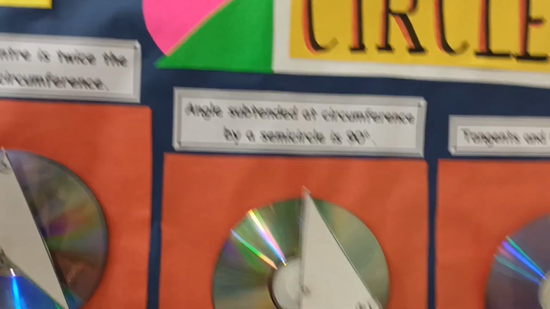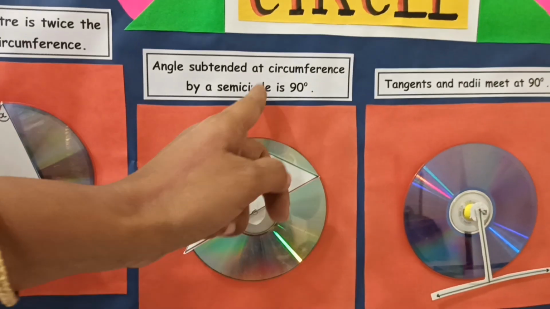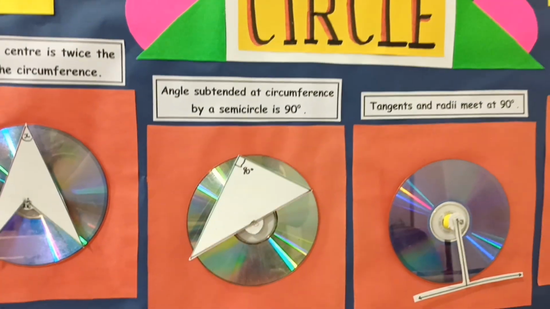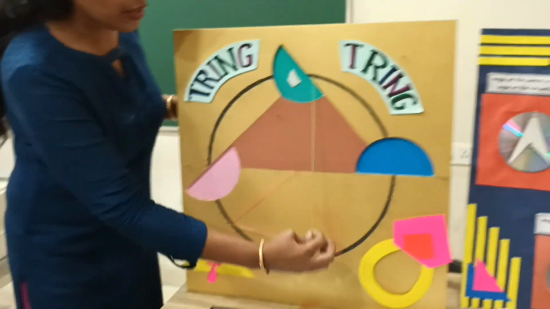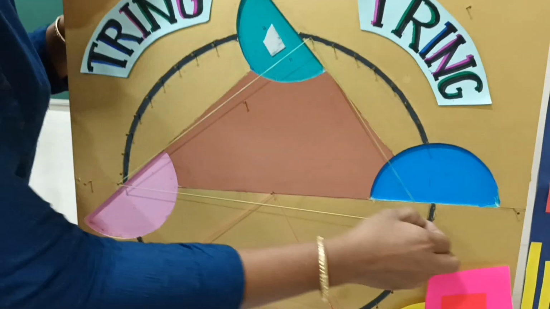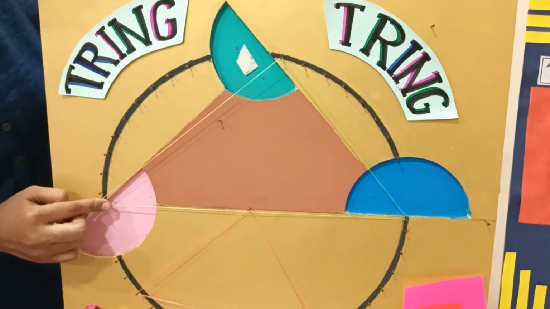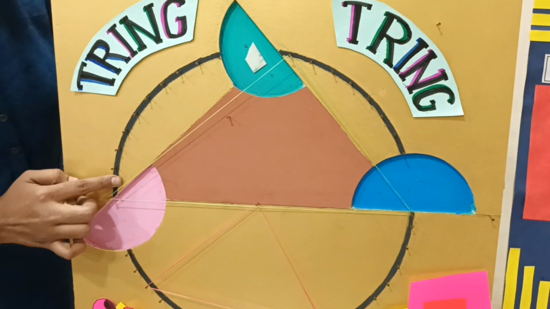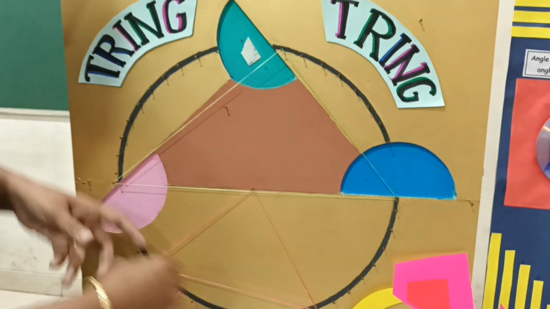The second concept which we can teach our children is that angle subtended at the circumference by a semicircle is always 90 degree. So for that, we can use the rubber band and make an angle at the center by joining the diameters. And then we can ask our children to measure it. It would always be 90 degree.